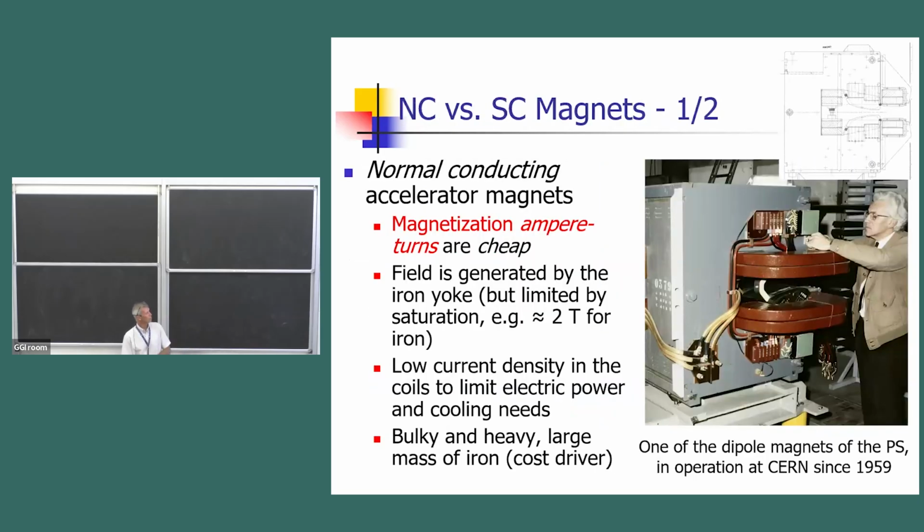Okay, normal conducting versus superconducting magnets. I won't talk about normal conducting magnets after this. So in normal conducting magnets, the magnetization ampere turns, so the iron magnetization, is relatively cheap. You don't need much current to excite the iron. But the field is generated by the iron, and is limited only by saturation, about 2 Tesla. You have low current density in the coils to limit the electric power consumption. They tend to be bulky and heavy, with a large mass of iron, which is, by the way, the cost driver. So you pay for the iron, not so much for the coils. That's what it looks like. That's the proton synchrotron at CERN, which has been in operation since 1959.